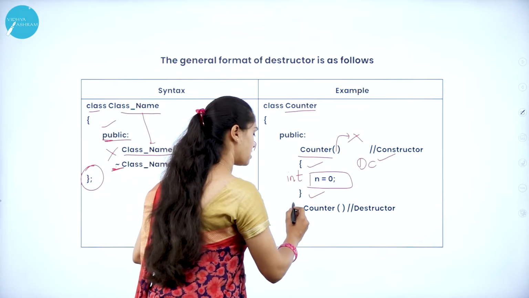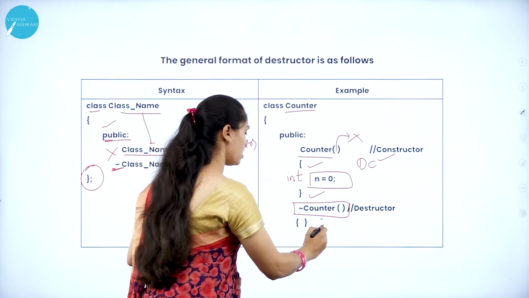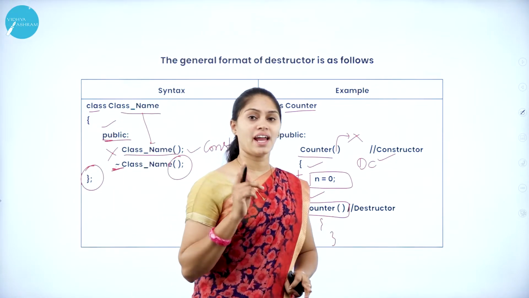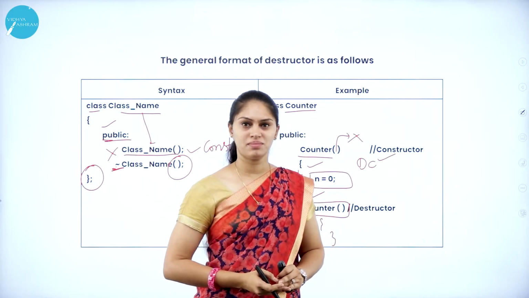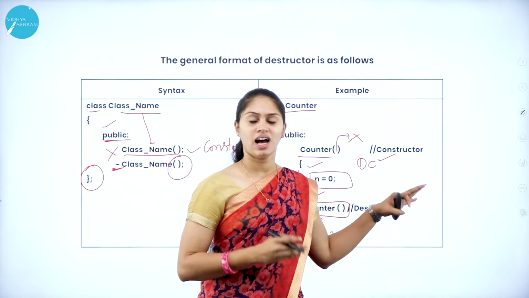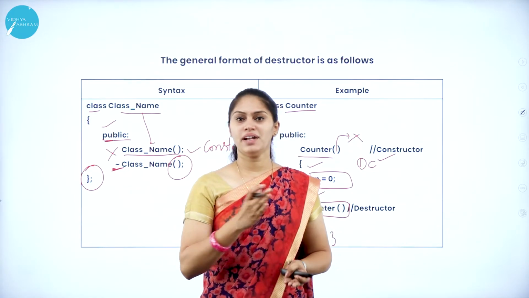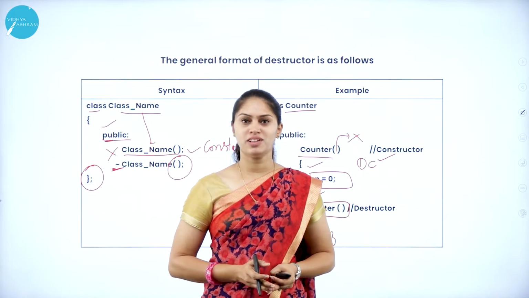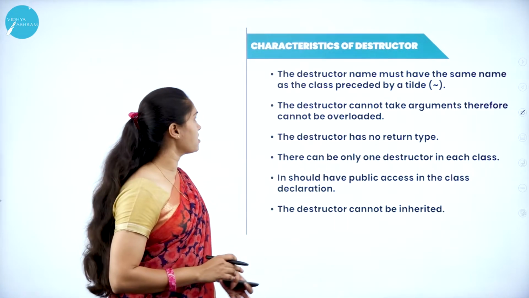Then I have a destructor function, with a function body. I can have only one destructor function throughout my program. Whatever content is allocated, or whatever is written in the constructor, will be deallocated by making use of this destructor function. I hope you all understood the destructor concept.